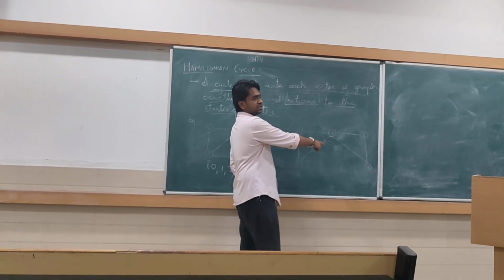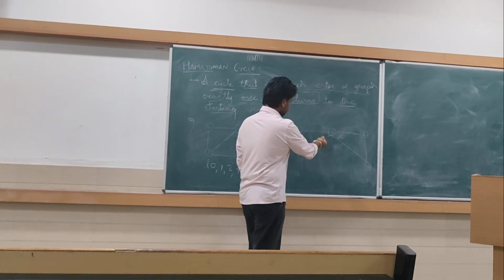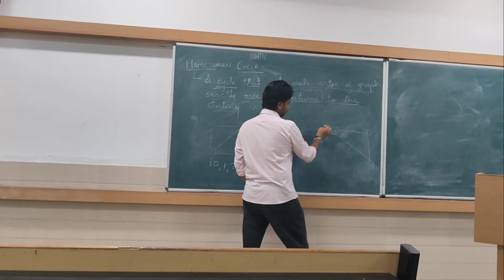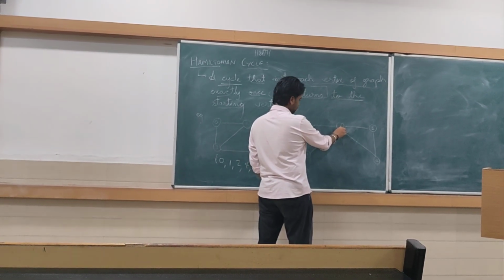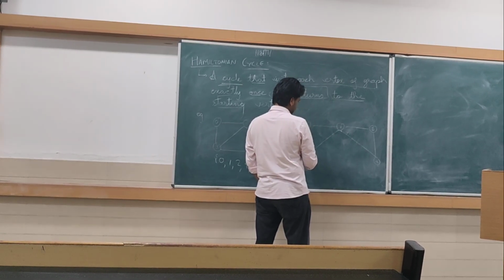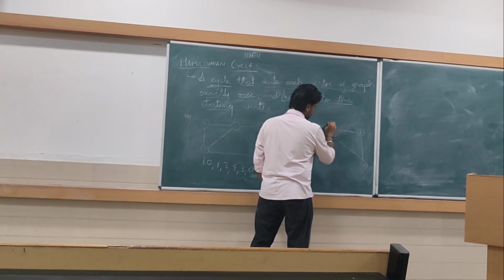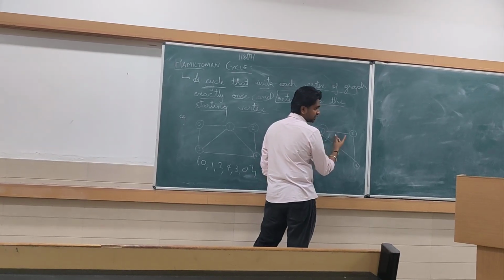Here do we have a Hamiltonian cycle? It's not possible, right? Let's say I start from 0, 1, 2, 4. I come back to 1, right? Then I come back to 3, then I come back to 0. So उसमें क्या हो जाएगा? 1 will be repeated twice, right?